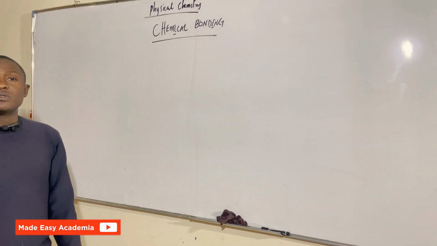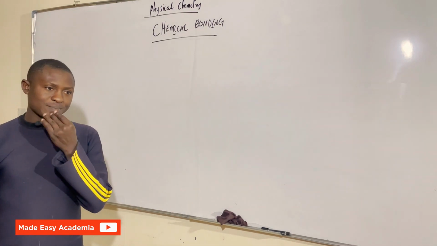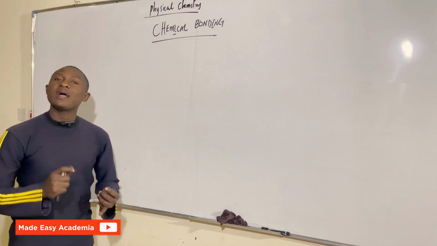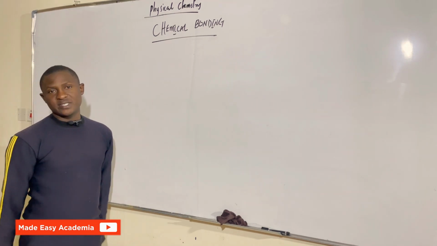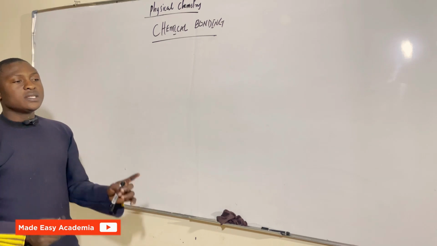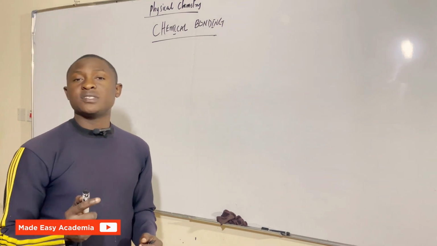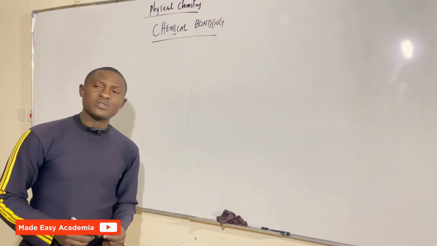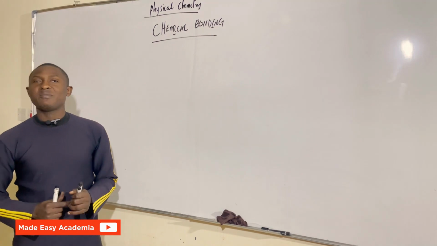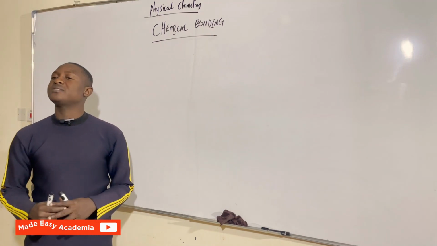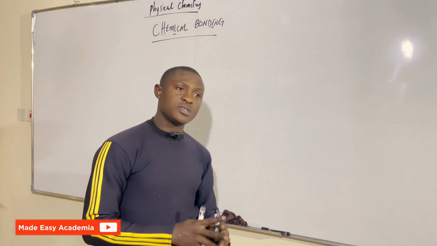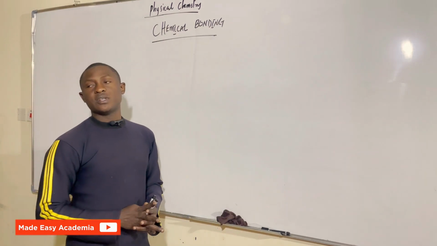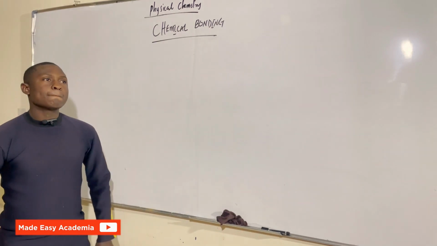We are still under physical chemistry. The one we're going to talk about today is chemical bonding, and most especially ionic bond and covalent bond. But firstly, we have to know the oxidation numbers of elements. I will even teach you how to name compounds and how to find their oxidation numbers. I'll break it down so that you'll be able to understand the concept of this area.